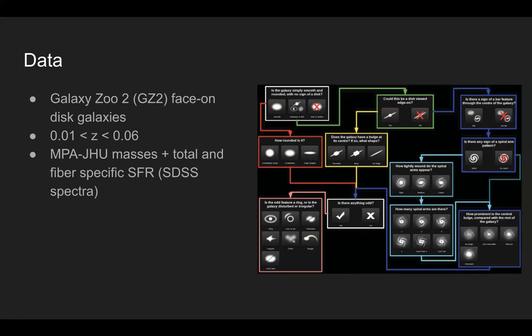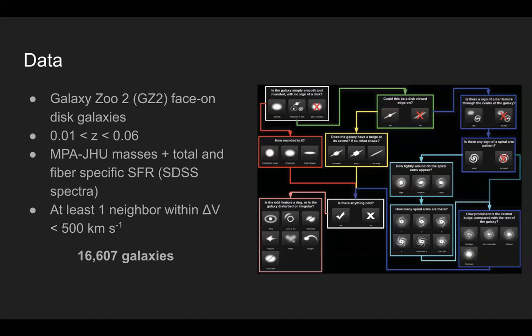And we also have the total and fiber star formation rate. So total is for the entire galaxy. Fiber is for the central region where these bars primarily lie. And finally, for a technical reason that I'll discuss in the next slide, all the galaxies we're working with have to have at least one neighbor in the nearby redshift range, although they don't have to be physically associated. So this leaves us with a sample of 16,600 galaxies to work with.